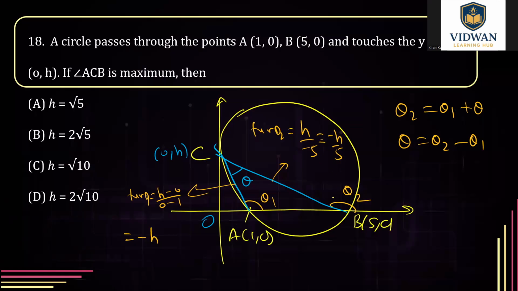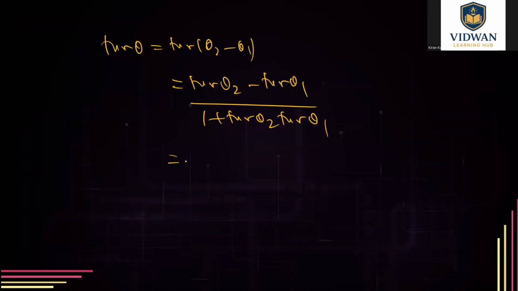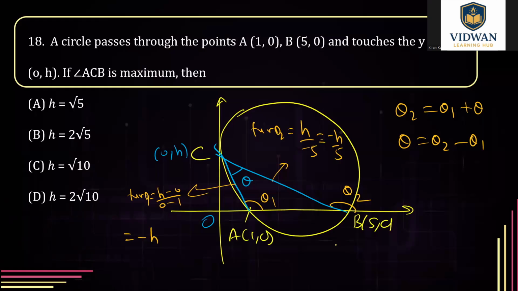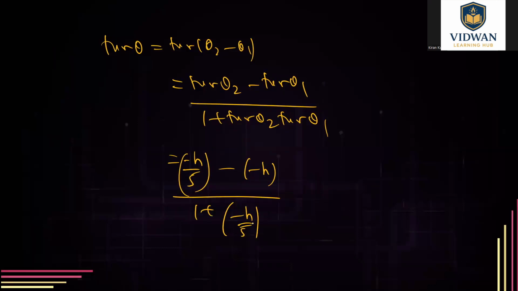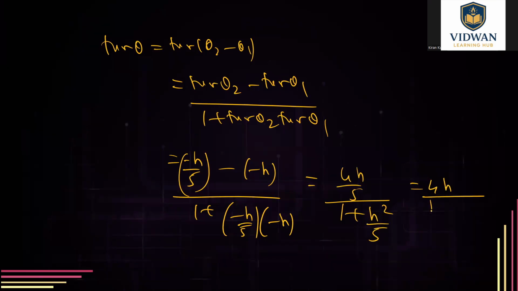So just put these values in that result. Which one should I write first? Tan theta 2, that is minus h by 5, minus tan theta 1. What is tan theta 1? Again minus h, by 1 plus (minus h by 5) into (minus h). So this is the same as minus h by 5 plus h, so 4h by 5, by 1 plus h square by 5. So this is 4h by (h square plus 5).